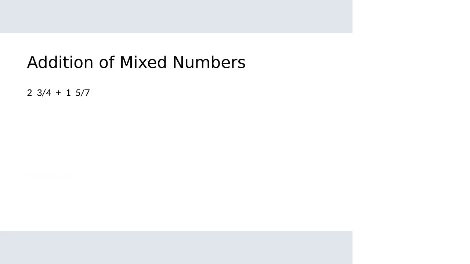Now we're going to add mixed numbers. So we're going to take the degree of difficulty up a little bit here, and we're going to say, all right, we want to add 2 3/4 to 1 5/7.